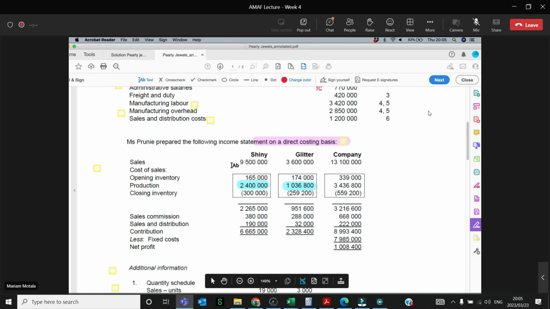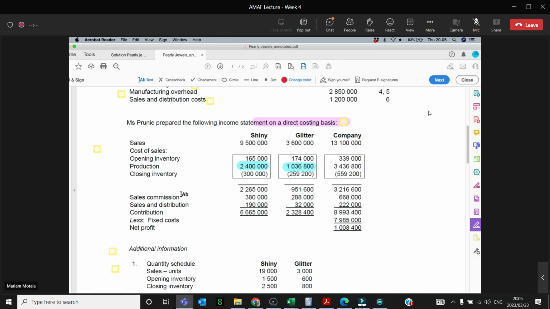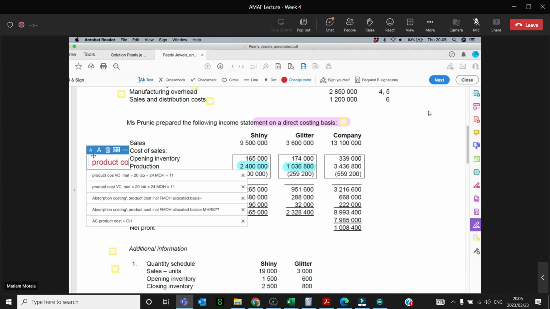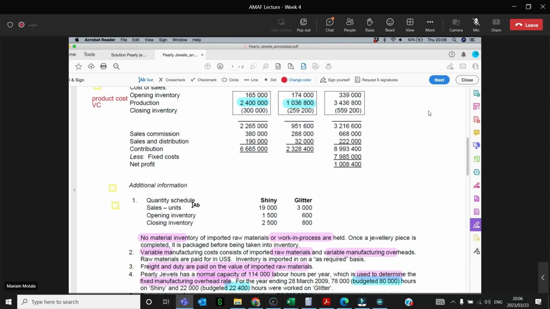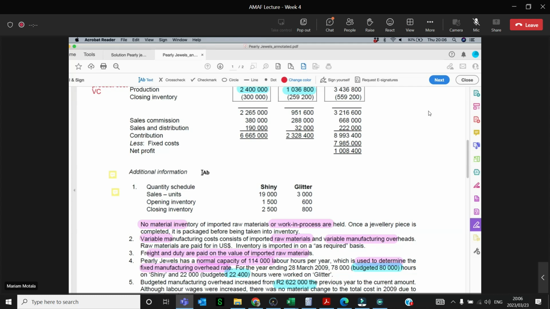Okay. Now, Ms. Pruny prepared the following income statement. What is she telling us? How did she prepare it? On a variable costing system. Direct costing, which is variable. So basically, when we look at opening inventory, production, and closing inventory, what type of product cost would you see here? Product cost. What type of cost? It's variable. Variable cost.